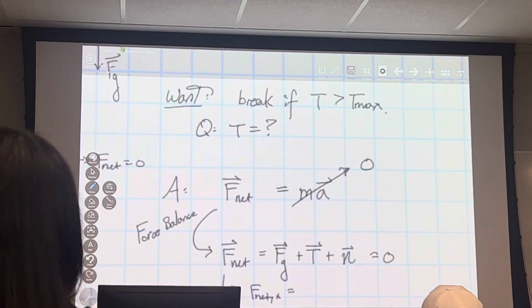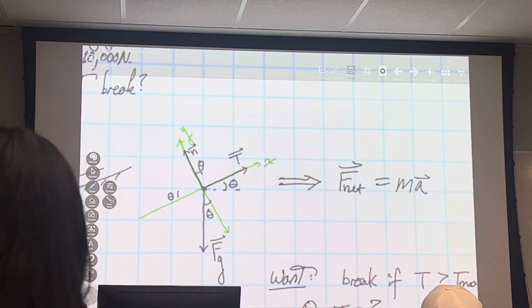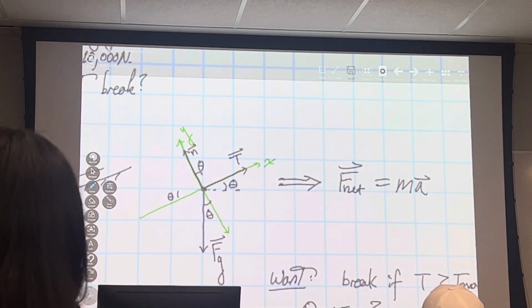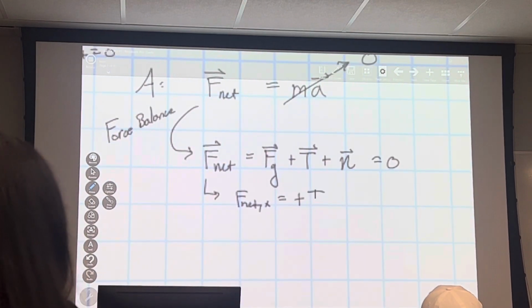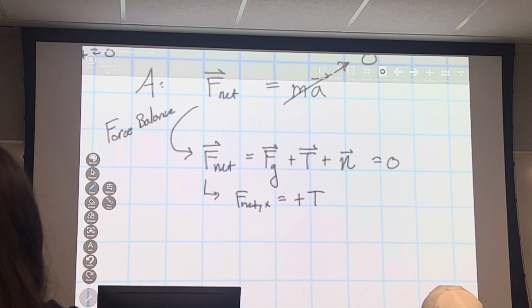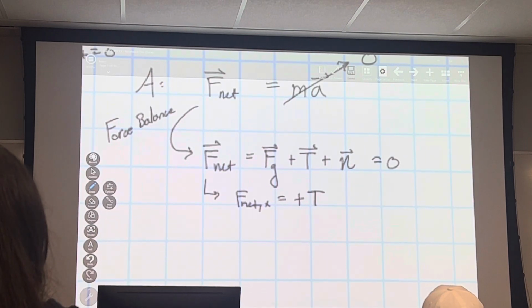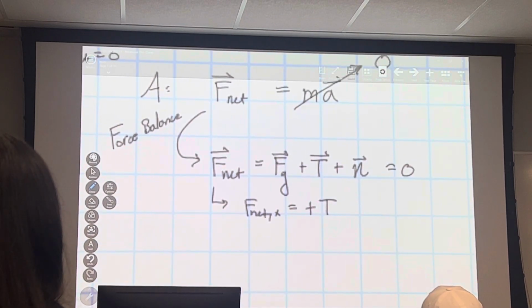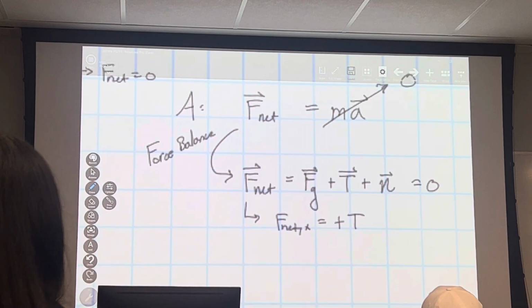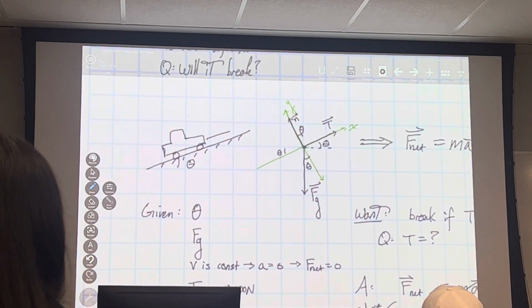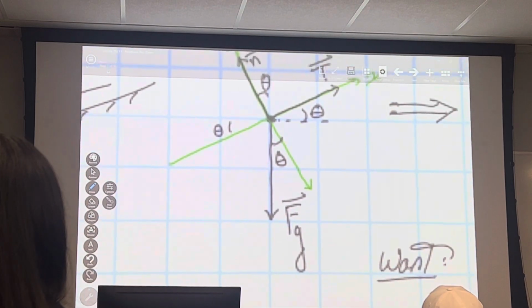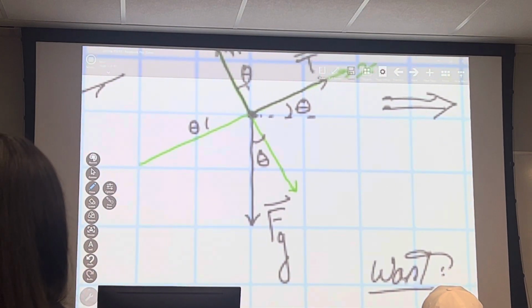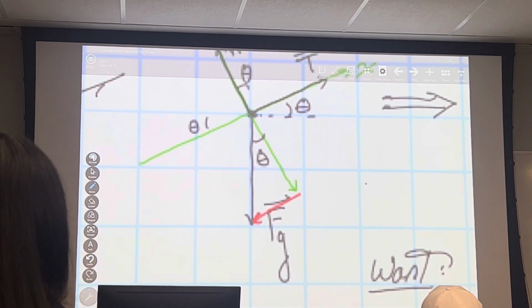We have tension acting towards the positive or the negative? Positive. Right, towards the positive, so one of them will be positive T. What about force of gravity? Does that have an x? Is that in the x direction? It's not exactly in the x direction, but it has an x component because what shape does that make?